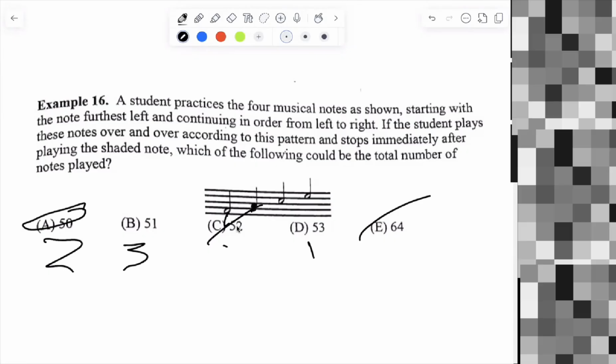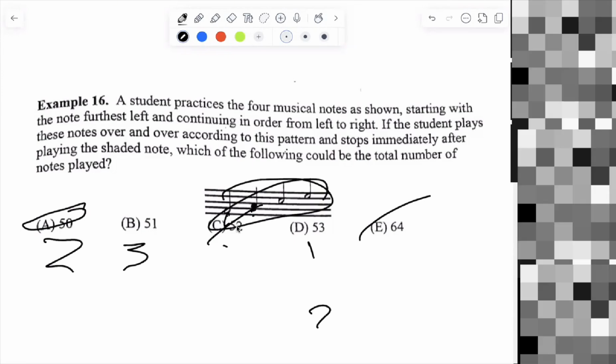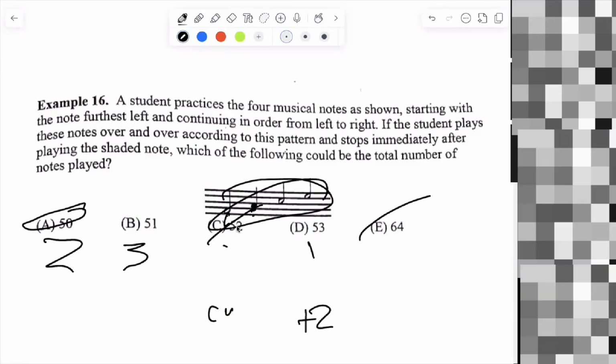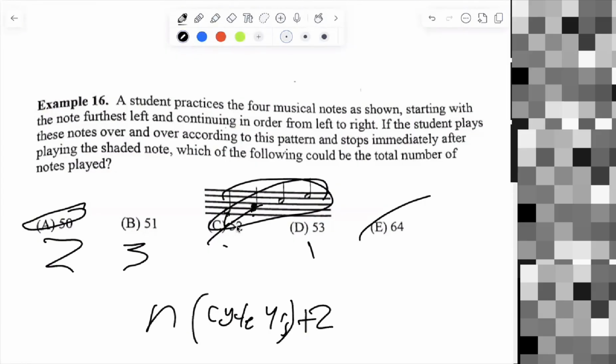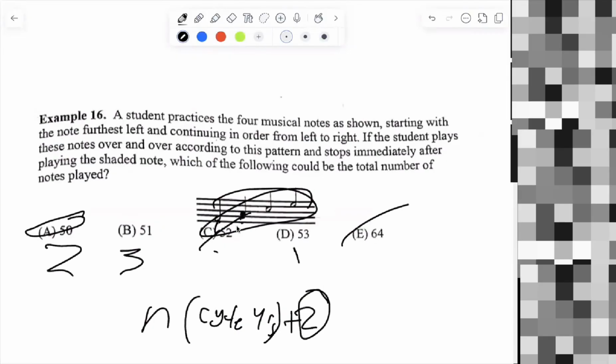Since we go through 4 cycles of 4 every single time till we stop, it'll be 1, 2. So it'll be 2 extra for the cycle of 4s. A bunch of cycles of 4s, N times. Say it goes N times. See that it's 2 more than a multiple of 4. Alright?